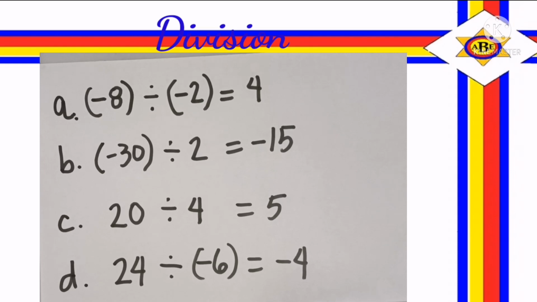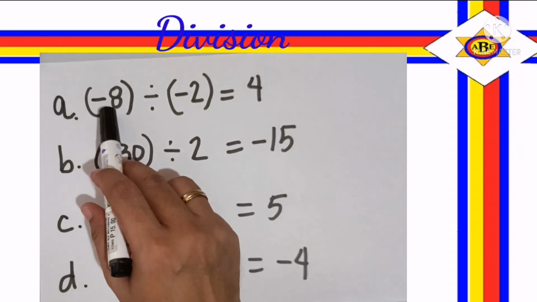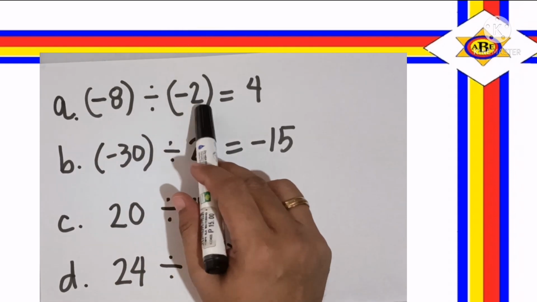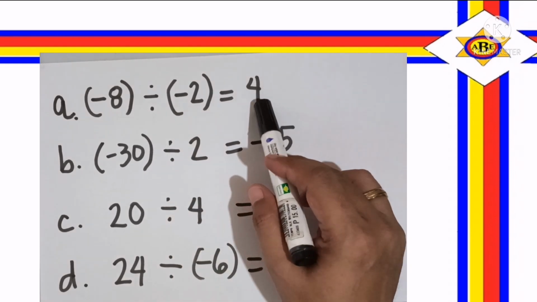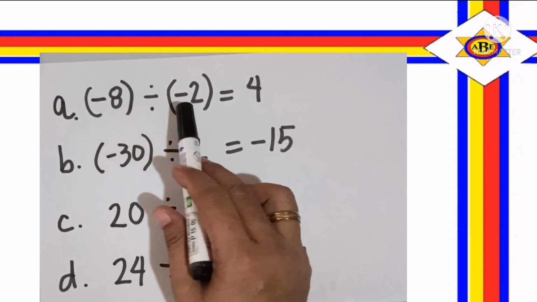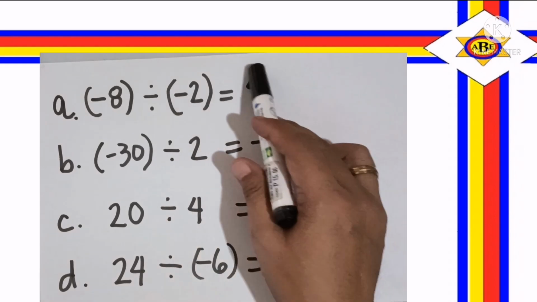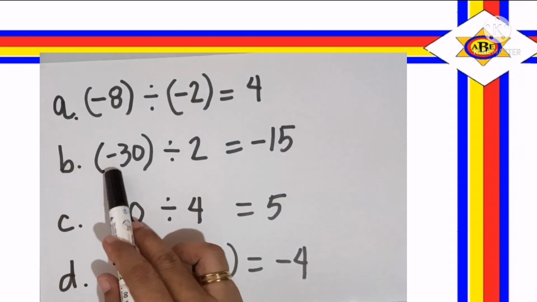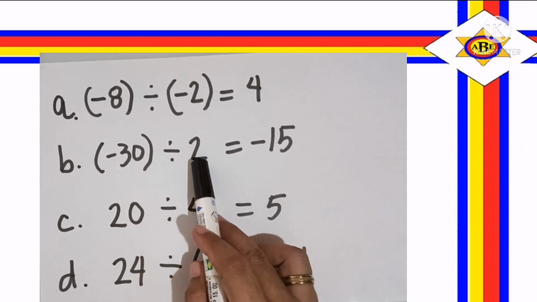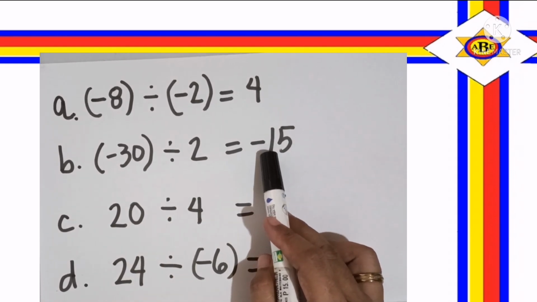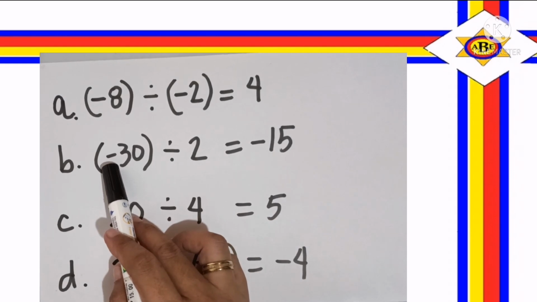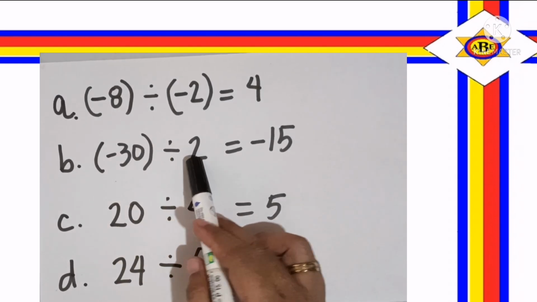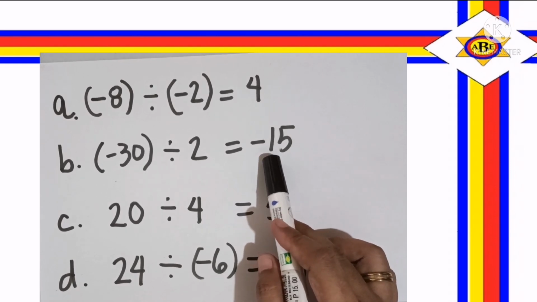In sample letter A, we have negative 8 divided by negative 2. The answer is 4 because we have the same sign, negative. So that's why it is positive. On letter B, negative 30 divided by 2, then the answer is negative 15. We have unlike signs, negative, then positive. That's why this is negative.